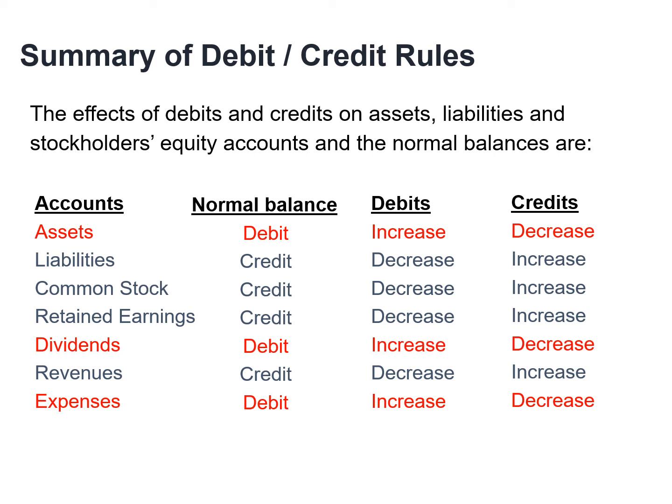The normal balance of an account is on the side where an increase in the account is recorded. Study this diagram or the other one carefully. You can also use the acronym DED, where D represents debits, E represents expenses, A assets, and D dividends. So debits are the normal balance for expenses, assets, and dividends. And that means that those accounts will increase with debits and decrease with credits.